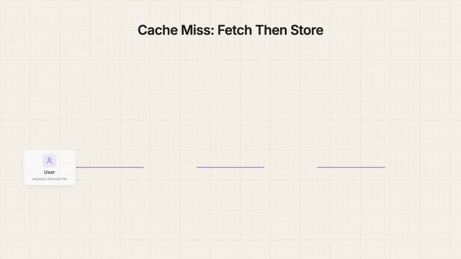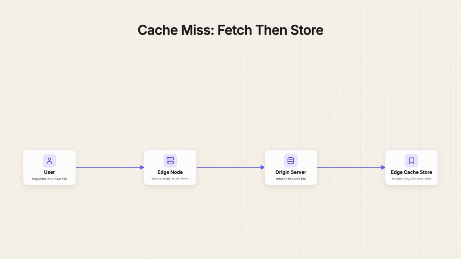On the very first request for a file, or after a cached copy expires, the edge has nothing to serve. This is a cache miss. The edge fetches the content from the origin, delivers it to the waiting user, and simultaneously stores a copy locally. Every subsequent request for the same file hits the cache instead, so the expensive origin fetch only happens once.